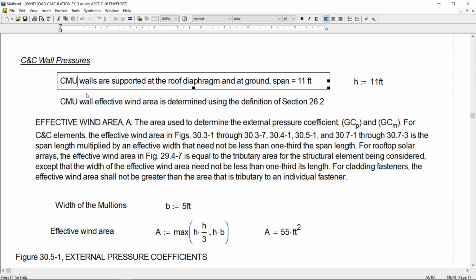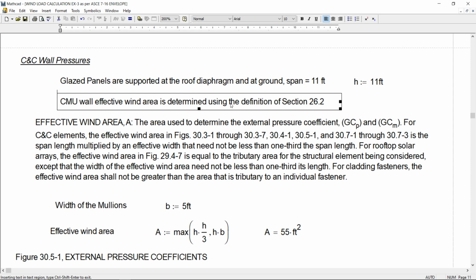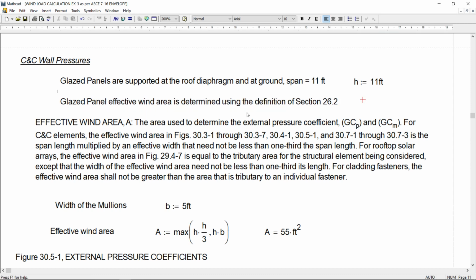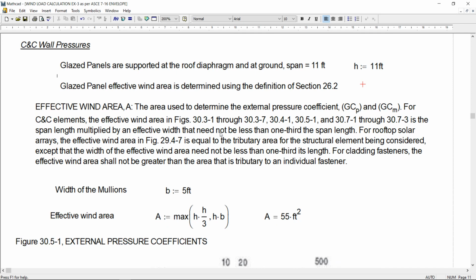These are not CMU wall, these are glazed panel. They are supported like this. Similarly here, glazed panel effective area is like this. So this is the definition of the effective wind area.